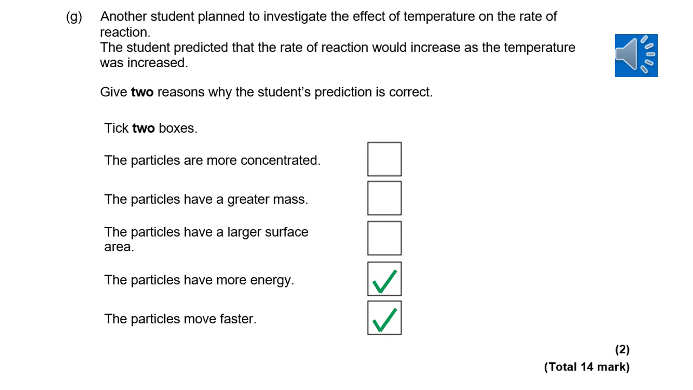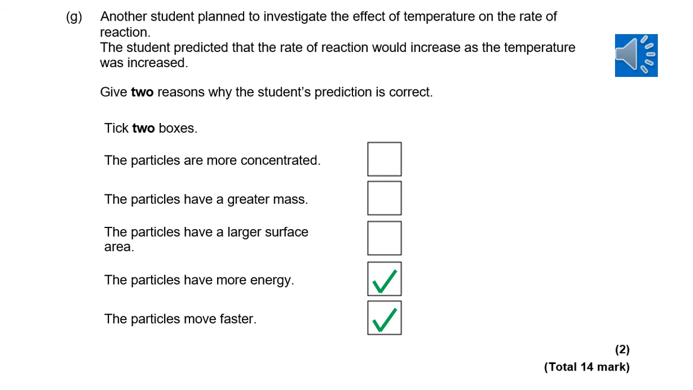So we've got the particles are more concentrated. That is implying that if you raise the temperature, that's going to affect the concentration. Well, that's just not right, because the concentration is to do with how many particles there are in a particular volume. That's not going to change if you warm it up.